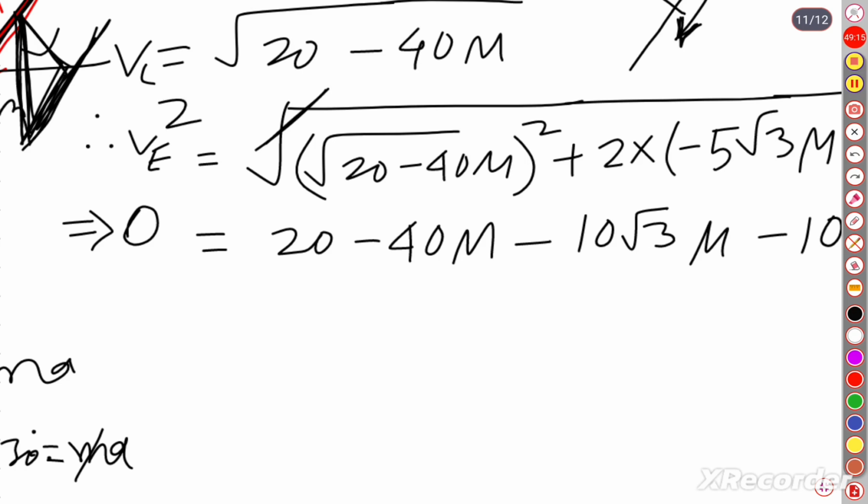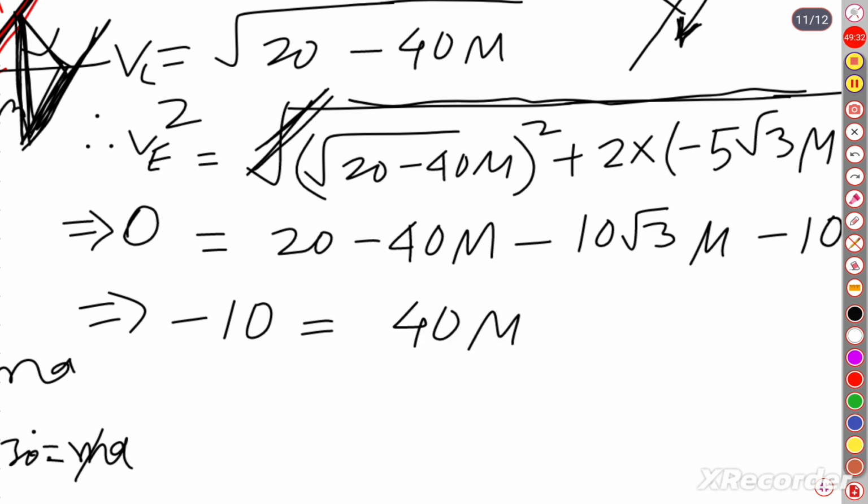Okay, even without this square root, the square root and square can cancel each other. There is no square, suppose there is no square root. So it is going to be 20 minus 10, that is negative 10. Negative 10 is equal to 40 mu minus negative 10 root over 3 mu.